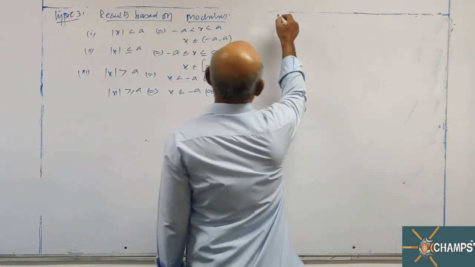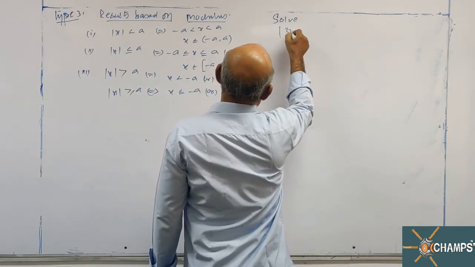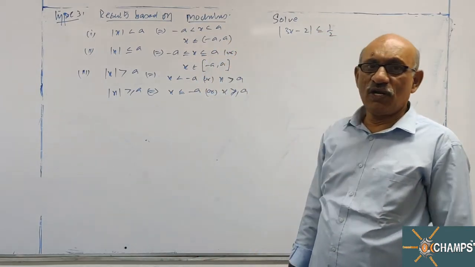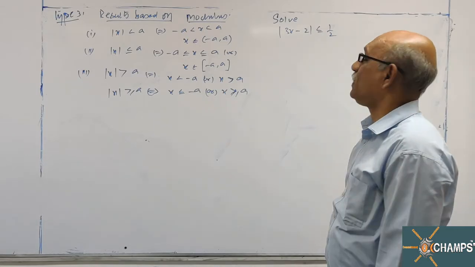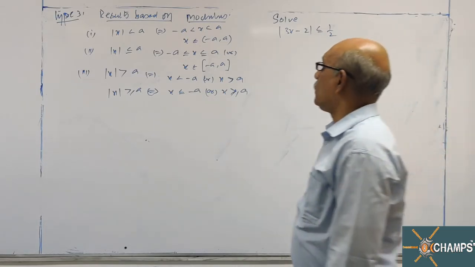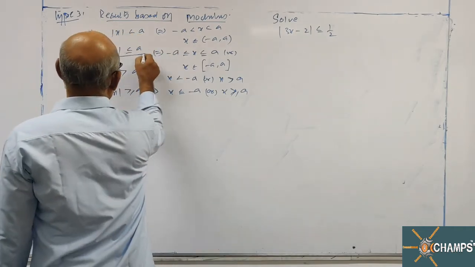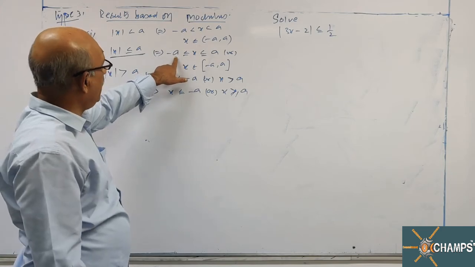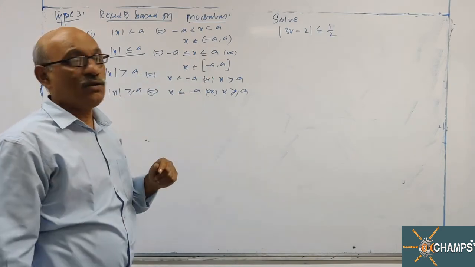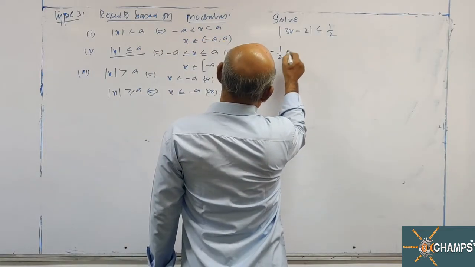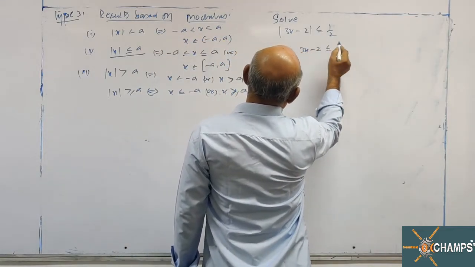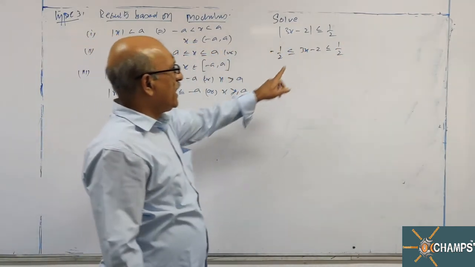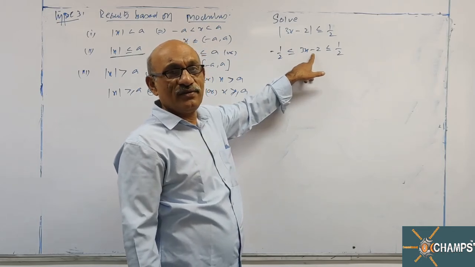First one is modulus of 3x minus 2 less than or equal to half. Now this is of this type, type 2 result. Modulus of x is less than or equal to a. How can we write this? Minus a less than or equal to x, x less than or equal to a. So minus 1 by 2 less than or equal to 3x minus 2 less than or equal to 1 by 2. Now I want x only, not any other value within these limits.